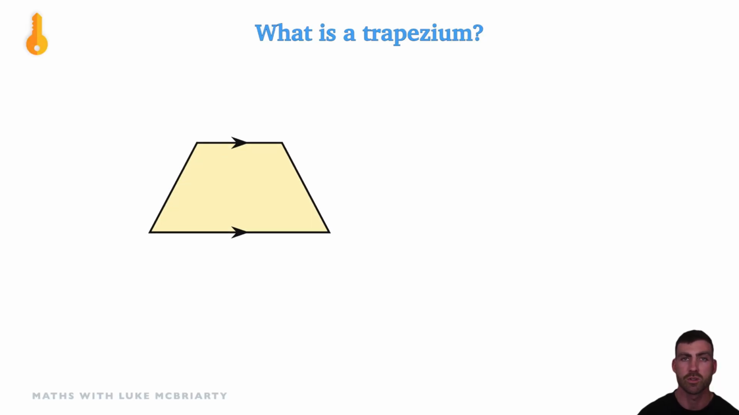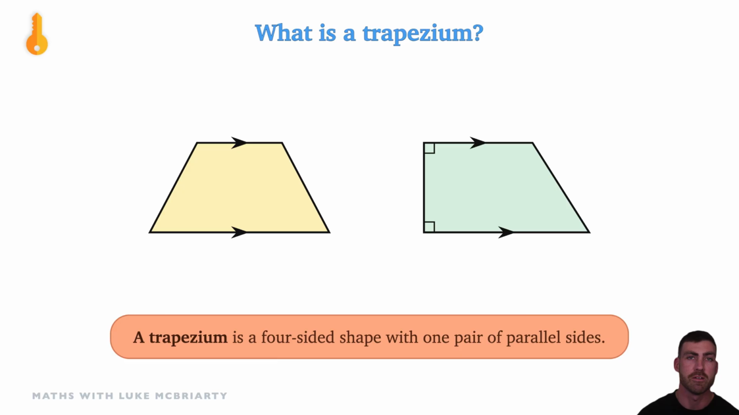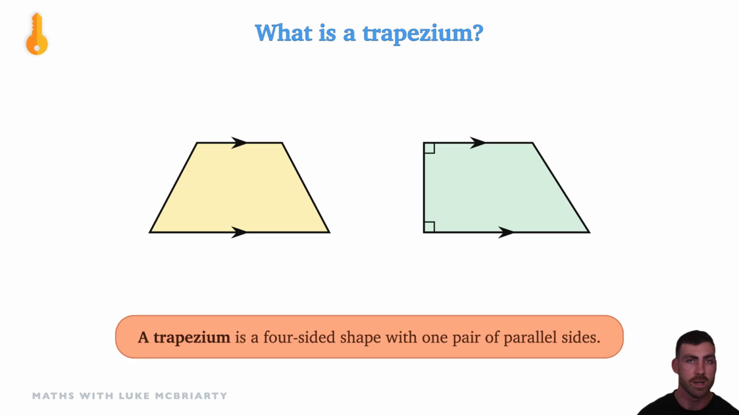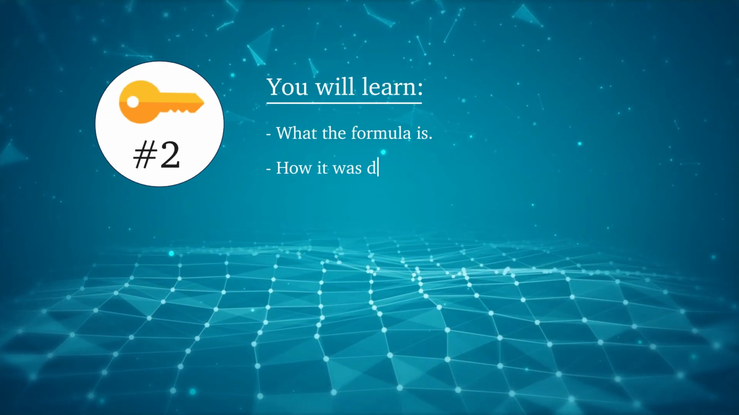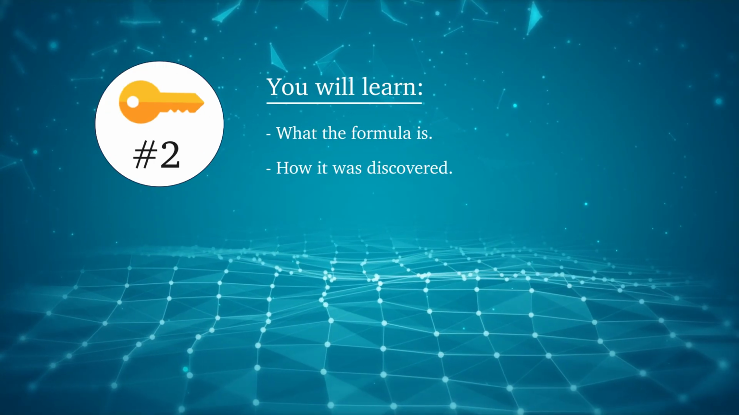Well, this shape is called a trapezium. It's a four-sided shape with one pair of parallel sides. So if we find the area of the trapezium, we'll be one step closer to calculating the amount of coating needed for the platform. In this section, you will learn what the formula is and how it was discovered.